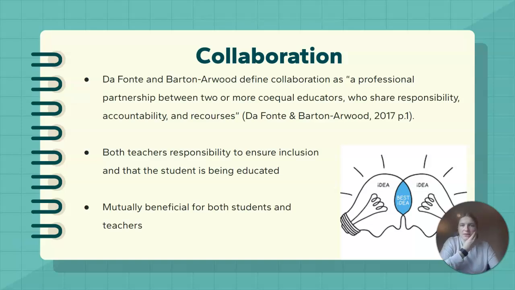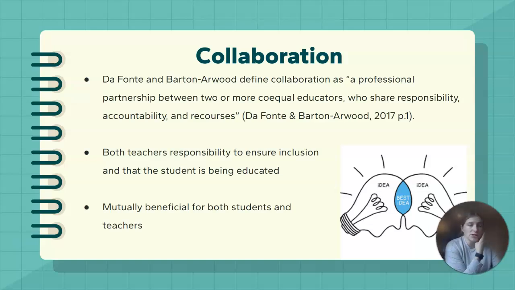So they defined it as a professional partnership between two or more co-equal educators who share responsibility, accountability, and resources. When a student is being educated in the general education classroom and they have an IEP, it is both the special education teacher's responsibility as well as the general education teacher's responsibility to make sure that that student's being educated. It is not all on one person. So that's where the responsibility, the accountability, and the resources come in for that.